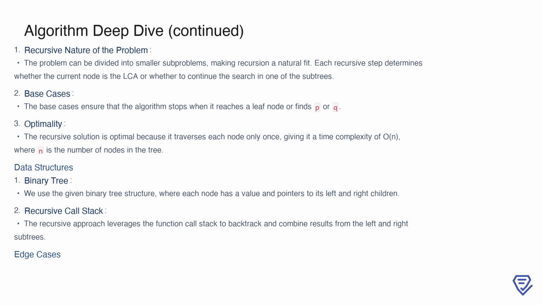This solution is highly efficient because each node is visited only once, resulting in a time complexity of O(n), where n is the total number of nodes in the tree. Additionally, the function call stack itself serves as the data structure to backtrack and combine results, eliminating the need for extra storage. The recursive solution elegantly balances simplicity with optimality, making it a robust choice for this problem.